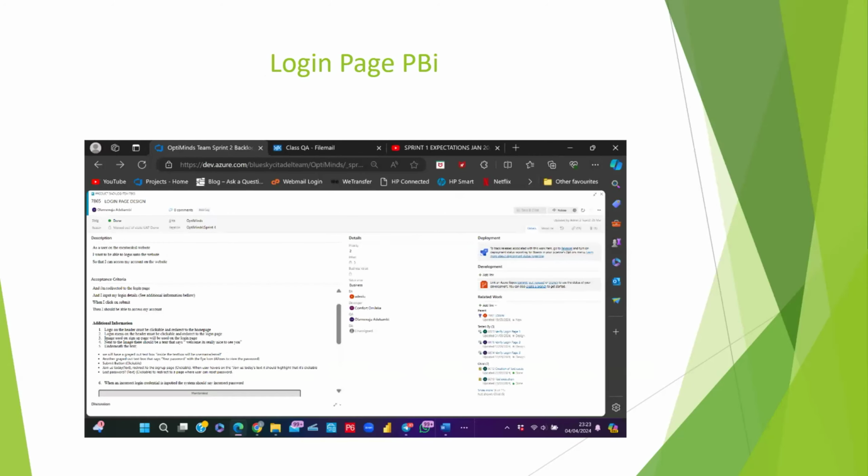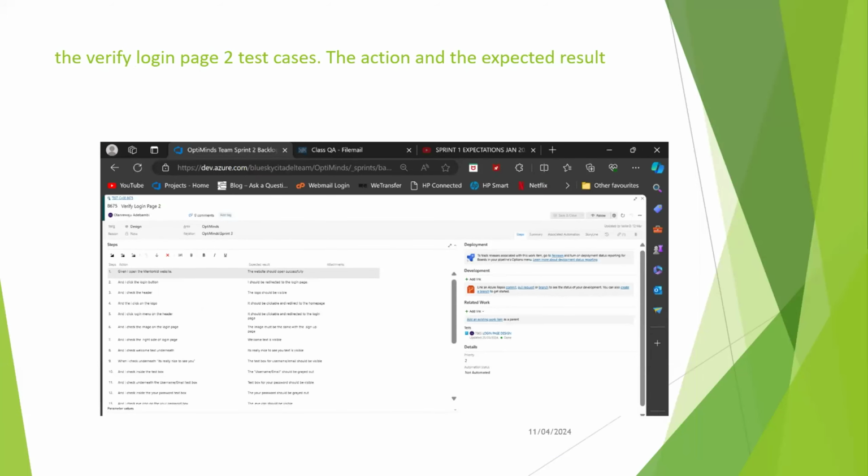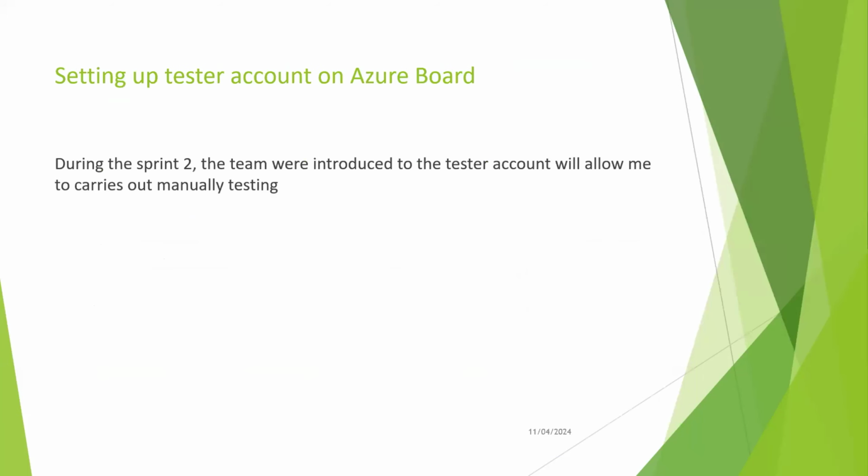Moving on to sprint 2, I worked on the login page PBI. The artifact is showing the acceptance criteria that I used to write my test cases. This is the verify login page. It was broken into 3 pages. This is page 1, which shows the action and expected result. And this is the second page, and the 3rd page.